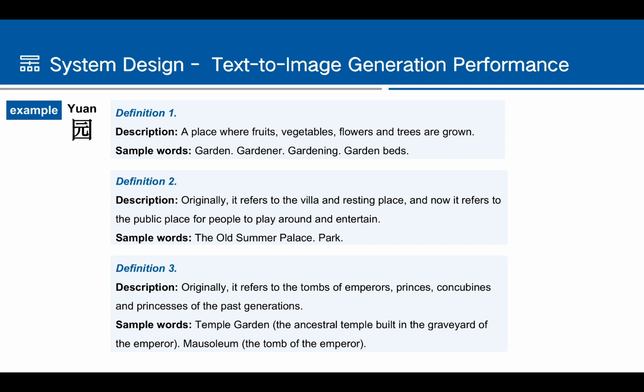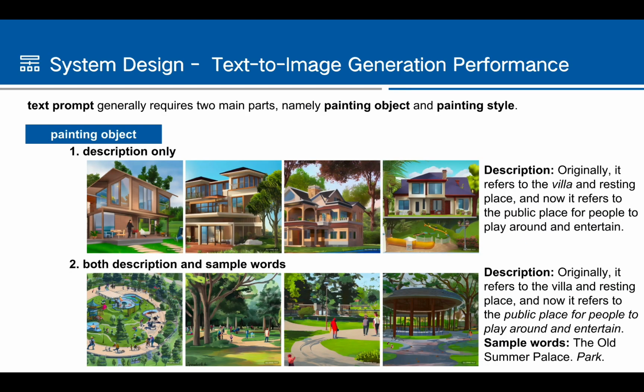Each definition is combined by the description of the meaning and its sample words. The translations of the 3 definitions of character Yuan are showing as the following. Since the text-to-image generation requires well-pre-trained foundation model and efficient computing resource for model inference, we take advantage of Baidu ERNIE-ViLG 2 API and build local server to preprocess text prompt and request the API.